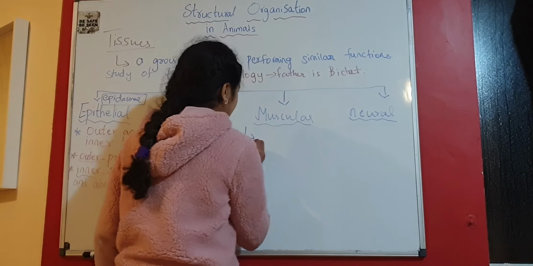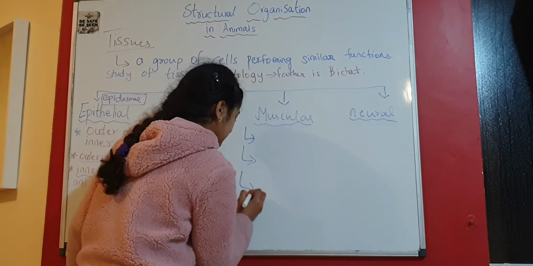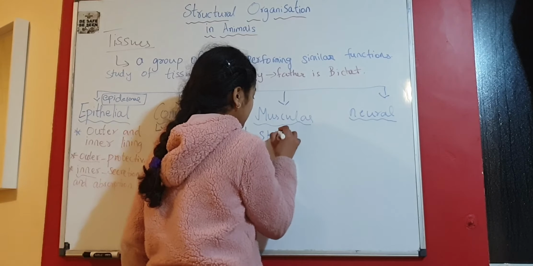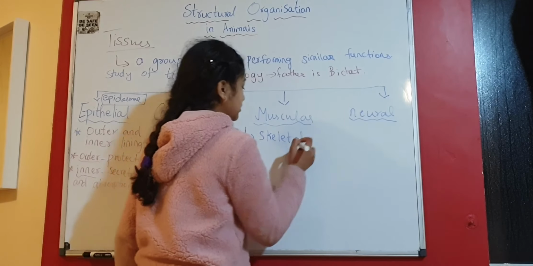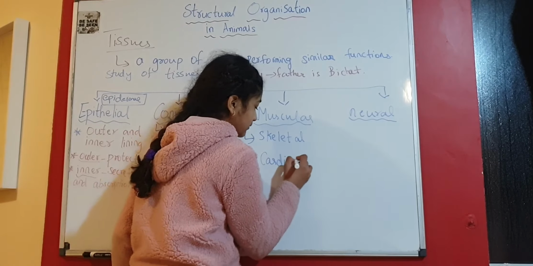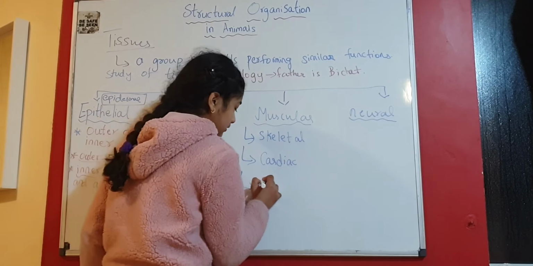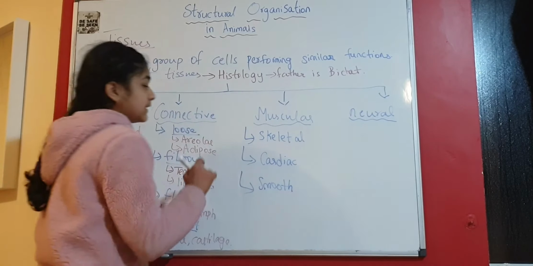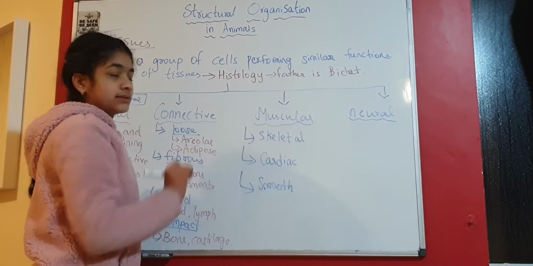Muscular tissue is the next one. Muscular tissue can also be classified into three main types. The first one is called skeletal muscular tissue. The next one is called cardiac muscular tissue, which is related to the heart, and smooth muscular tissue. These are the three main types of muscles.